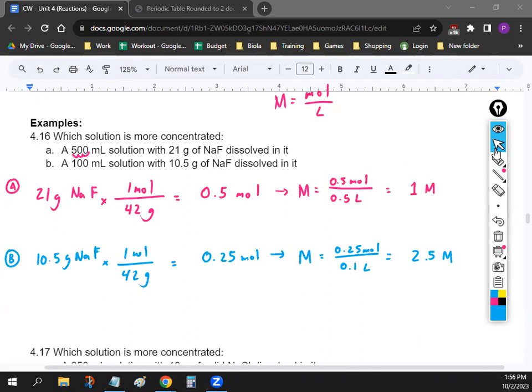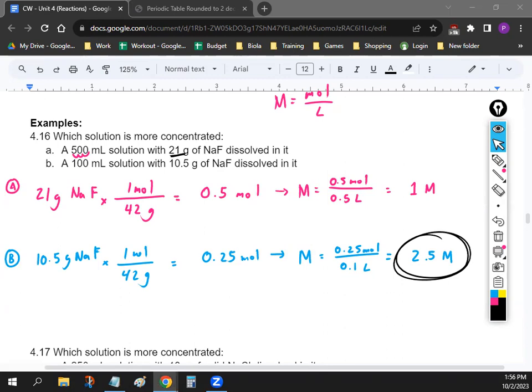All right, so answer to the question, which one is more concentrated? B. Solution B will be more concentrated. The point is, even though technically solution A has more solute, because the volume is bigger, it's also going to be less concentrated. All right, any questions on that?